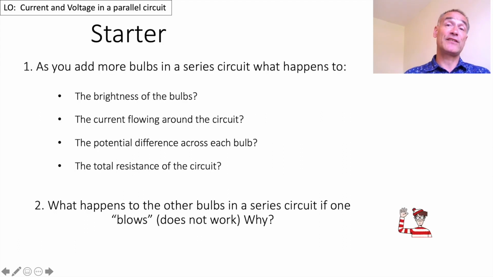First of all, I'd like you to do a starter. So this links back to last lesson. As you add more bulbs in series, what's going to happen to the following? The brightness of the bulbs, the current flowing around the circuit, the potential difference across each bulb, and the total resistance of the circuit. And secondly, what happens to the other bulbs in a series circuit if one blows? Pause the video, have a go, and I'll go through the answers in a minute.